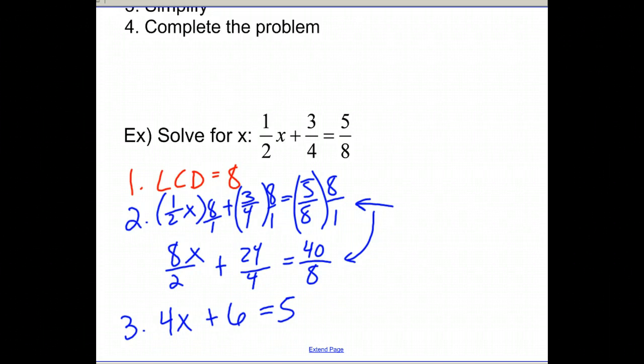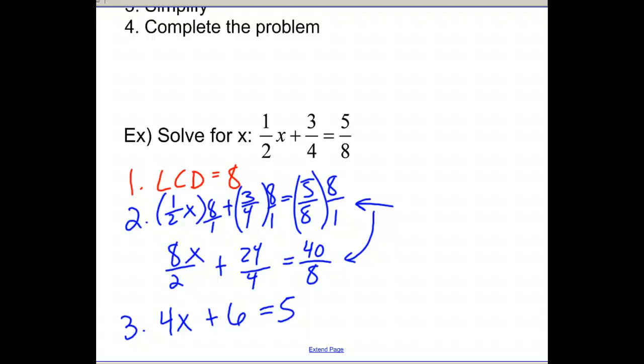You can say, okay, if I have 8 on top and 2 on the bottom, I know that's going to clear to a 4. Here, if you have an 8 on top and 4, the 4 becomes a 1, the 8 becomes a 2. You can simplify this and do that all in one step, but I wanted to show you each one out here.